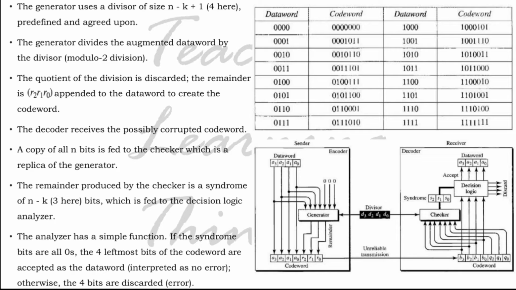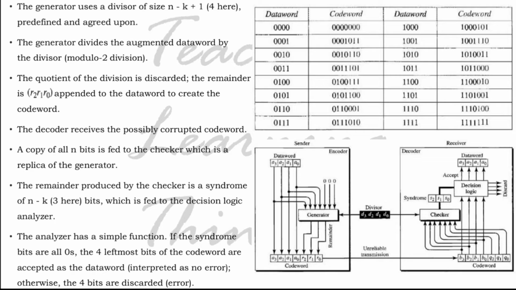The decoder receives a possibly corrupted codeword. A copy of all n bits is fed into the checker, which is a replica of the generator. The remainder produced by the checker is a syndrome of n minus k, that is 3 bits here, which is fed to the decision logic analyzer, and the analyzer has a simple function.